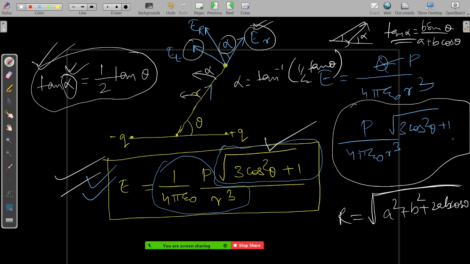You have to remember one thing: in potential cos theta comes, in electric field under root of 3 cos square theta plus 1 comes. And r cube is there in the denominator for electric field, r square for the potential. That way you can remember using the units. Now in the special cases, if theta is 0, in what direction will the electric field be? If theta is 90 degrees, in what direction will the electric field be? Those things we can discuss.